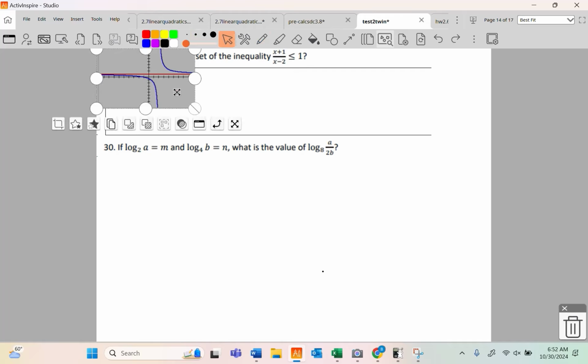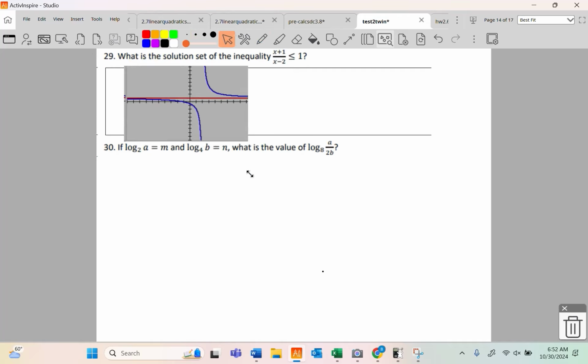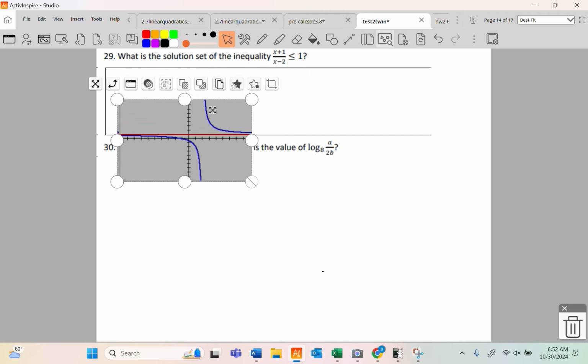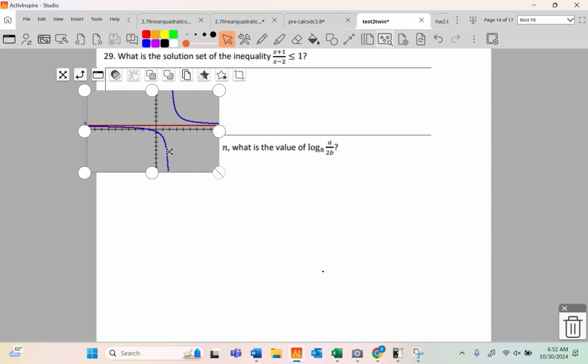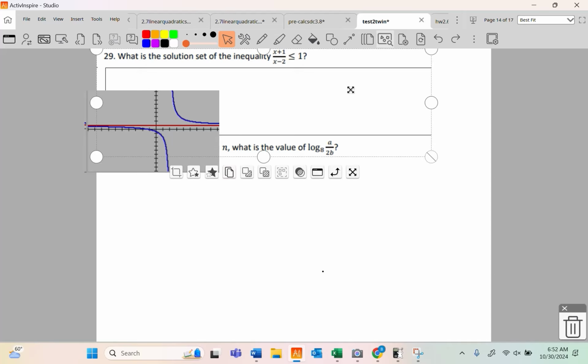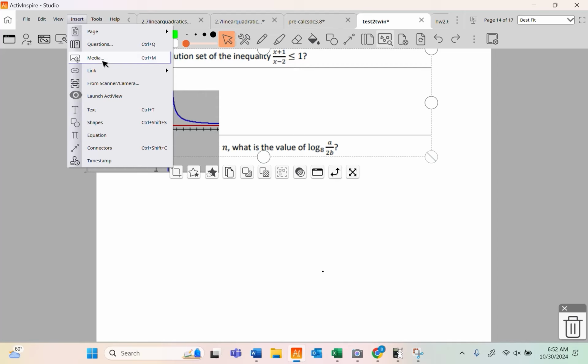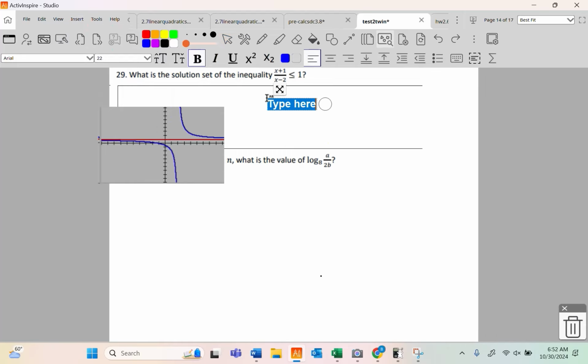So let's look at this in the context of what it's asking. And remember, the (x plus 1) over (x minus 2) was the blue graph, and 1 is the horizontal line. It's literally saying, in layman's terms, where is the blue below the red? Where, for which x values, is the blue graph below the red graph? So that's happening around here.